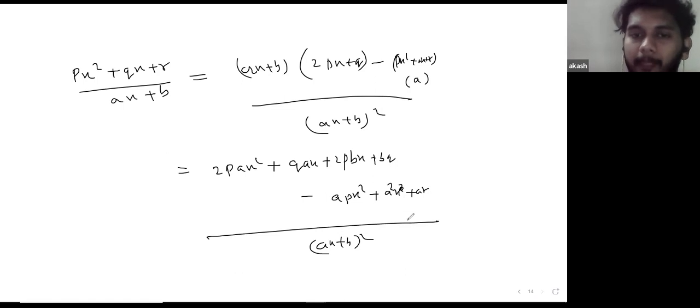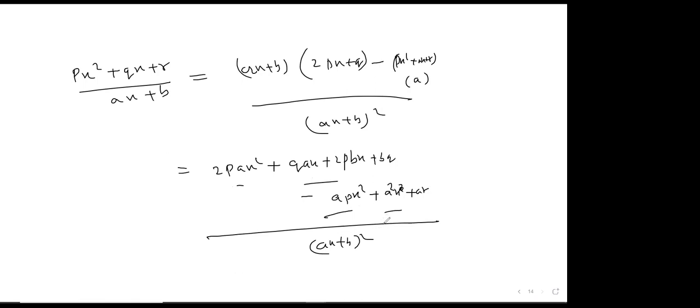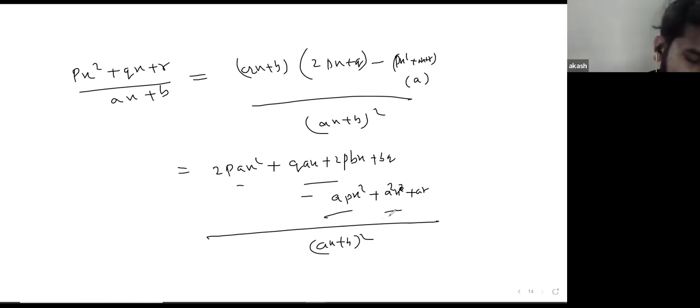You can take all the x square terms together, x terms together, and that is all right. Keep it like this. Yeah, you can take x square terms together. It is a 2 marks question, so it is necessary to write a few steps.